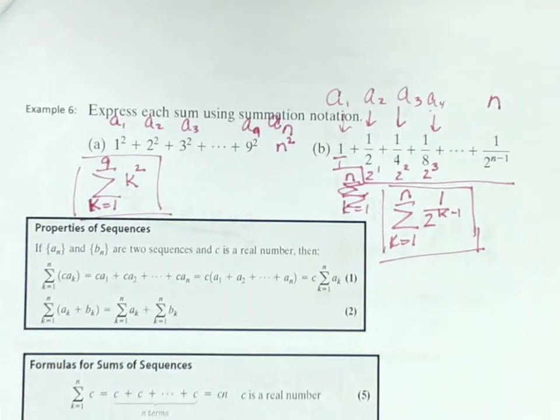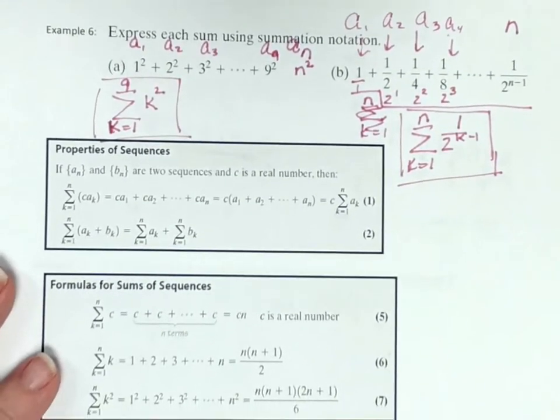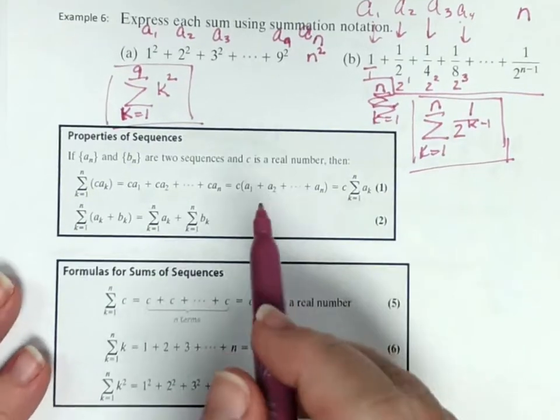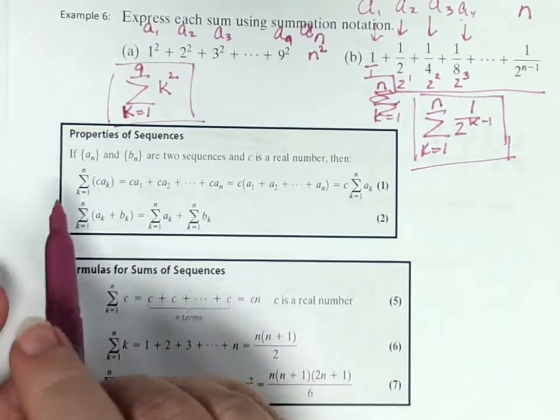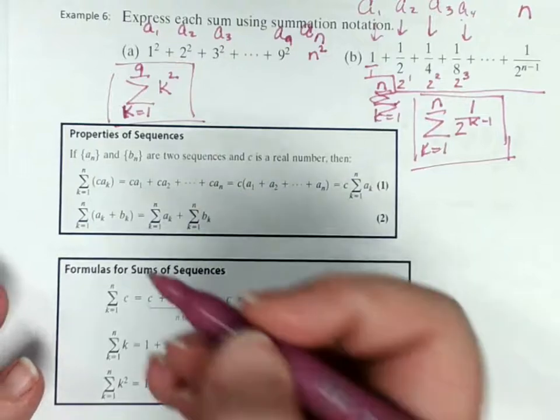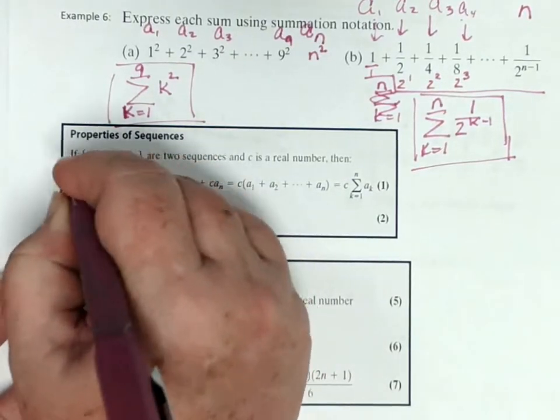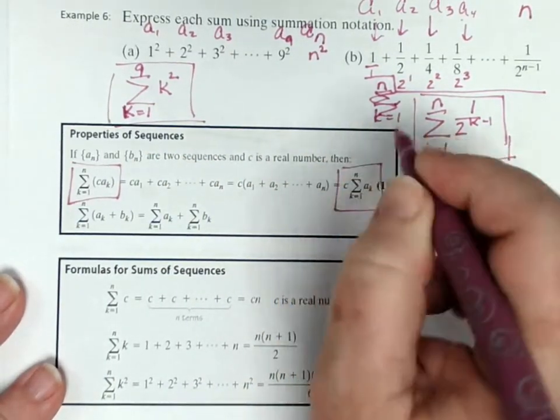There are a few properties of sequences that we're going to be able to use this year, and I just wanted to show you. In your book, this is what you get. This looks very intense. It looks like a lot. But I'm going to put a box around the stuff you need to pay attention to, right here.